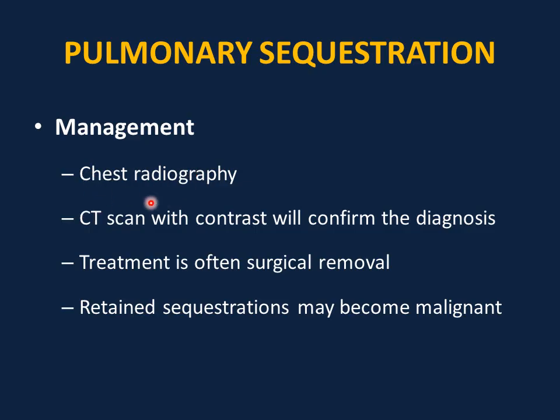Diagnosis of pulmonary sequestration: chest radiography, and CT scan with contrast will confirm the diagnosis. Treatment is often surgical removal, and surgical removal is necessary because the sequestration or retained sequestration may become malignant.